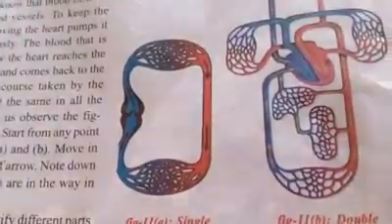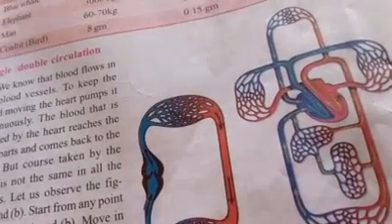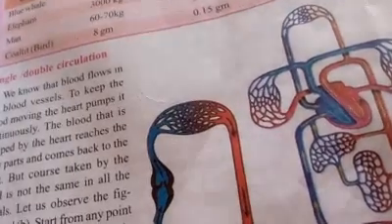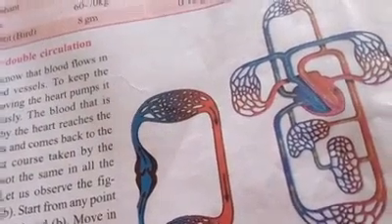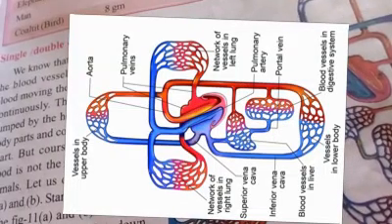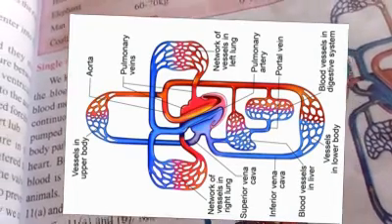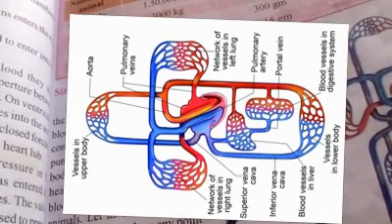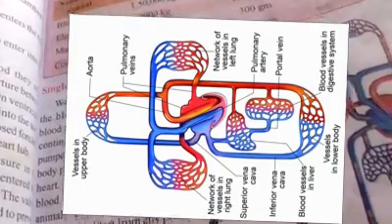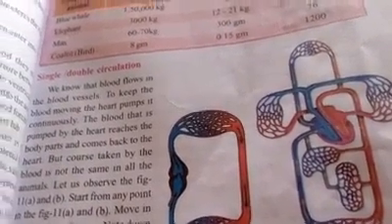Children, we observe the single circulatory system in fishes only. Why? First of all, the blood reaches the gills. Next, the gills supply oxygen to the blood, and this oxygenated blood is supplied to the body parts. From the body parts, the deoxygenated blood is again supplied to the gills. So in between heart and gills, the blood flows only one time. That's why this type of circulatory system is called a single circulatory system.